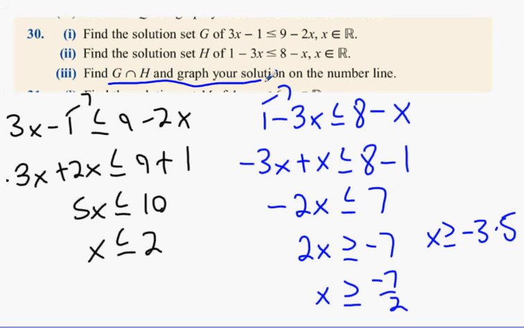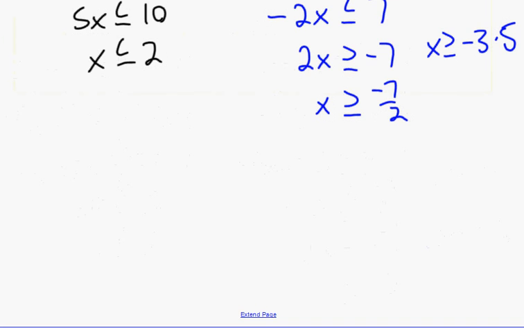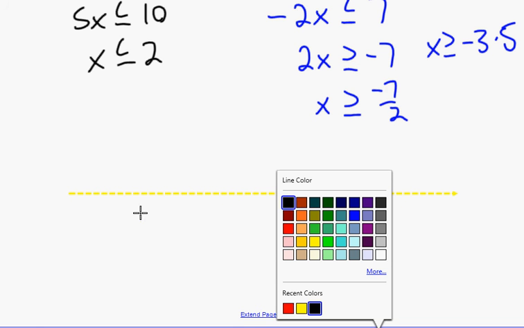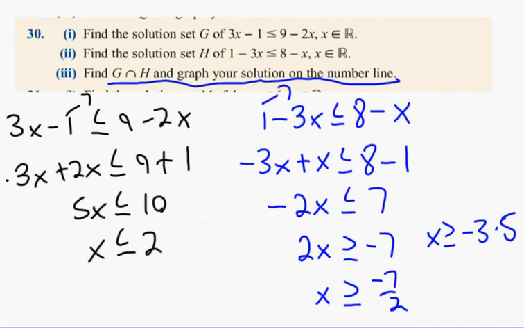Now, guys, we have a number line to draw, don't we? I've got to get both answers and fuse them together. So look at this. I want all the numbers that are bigger than, I don't know why I have a yellow line. Here's a black line, okay? We go from, let's say, minus 4, minus 3, minus 2, minus 1, 0, 1, 2, 3.